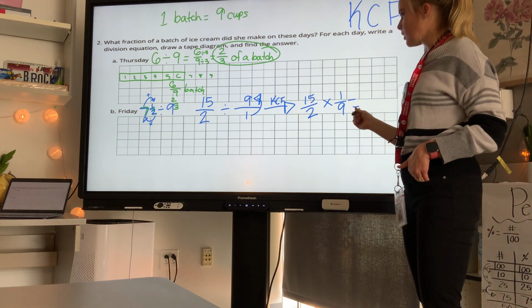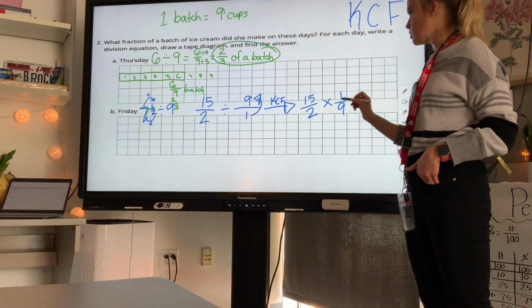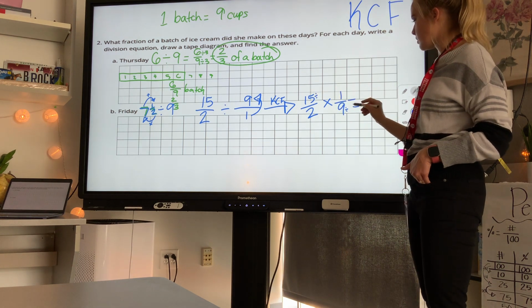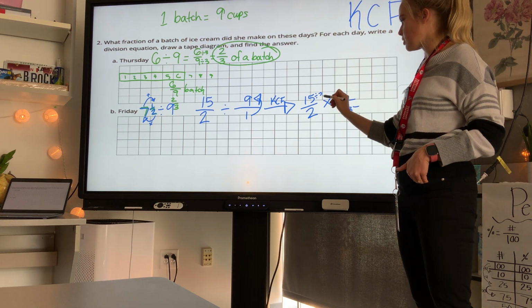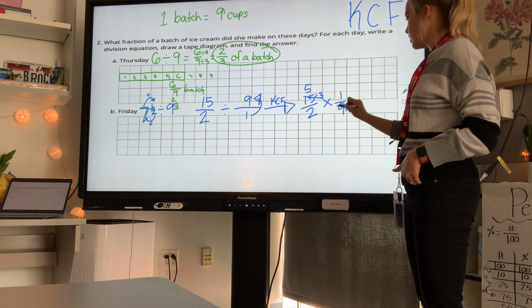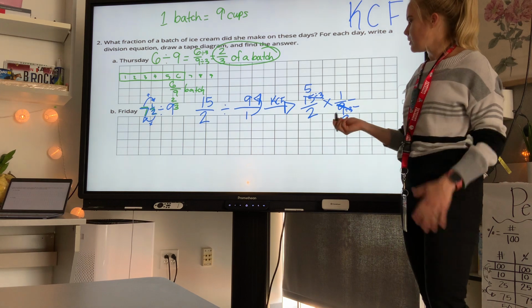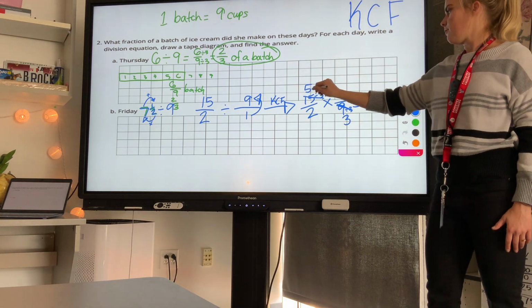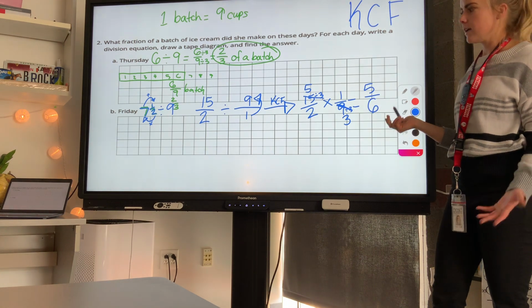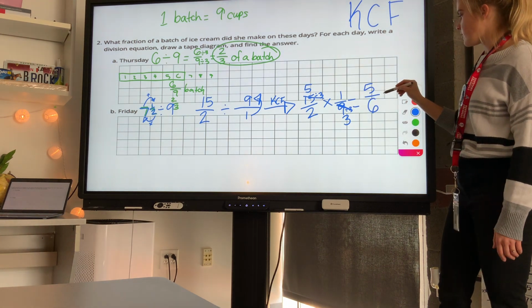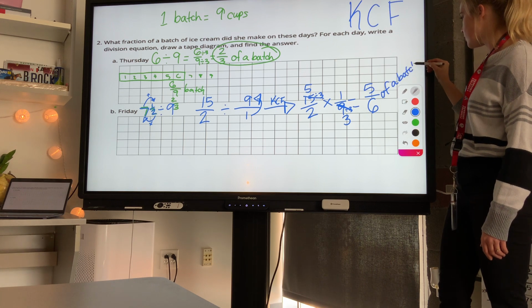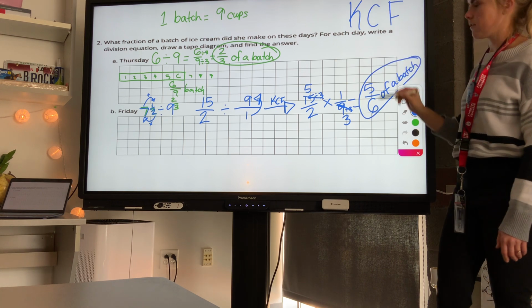Before I multiply it out, I'm going to divide the top and the diagonal numbers both by 3, just to get easier numbers. 15 divided by 3 is 5. 9 divided by 3 is 3. So now I have smaller numbers. 5 times 1 is 5. 2 times 3 is 6. And I can't simplify that. So 5/6 of a batch. So not a full batch, but really close.